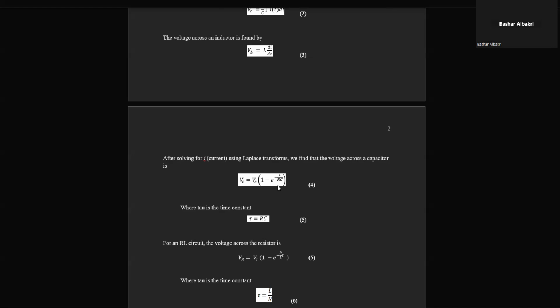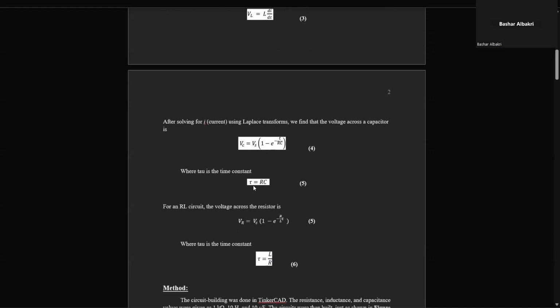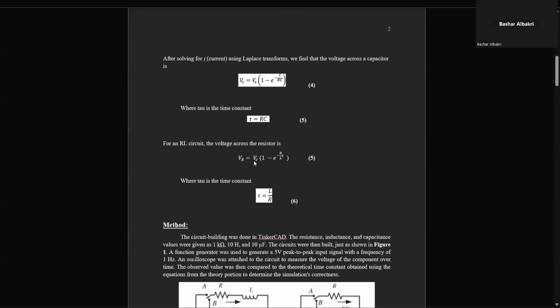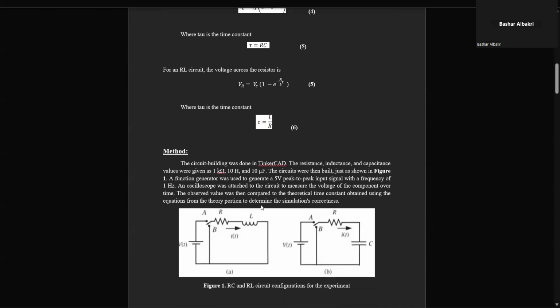We find this formula over here, and we end up finding that the time constant in the RC circuit equals T equals RC. And similarly for the RL circuit, this is the formula for the voltage in the resistor with the time constant being this.